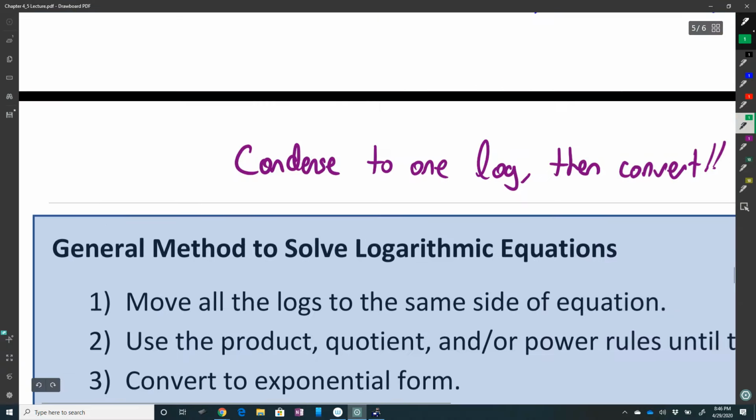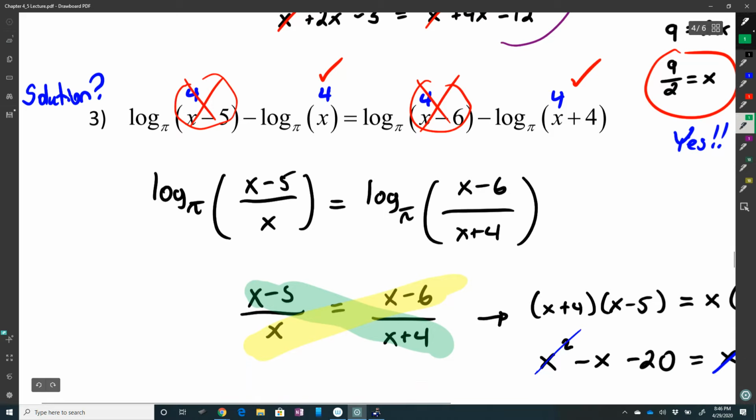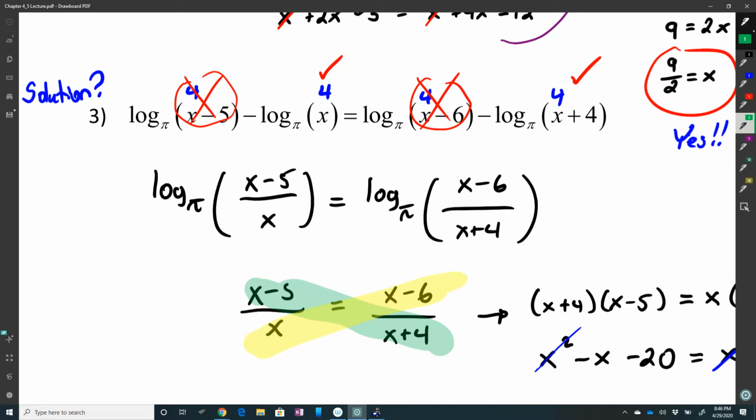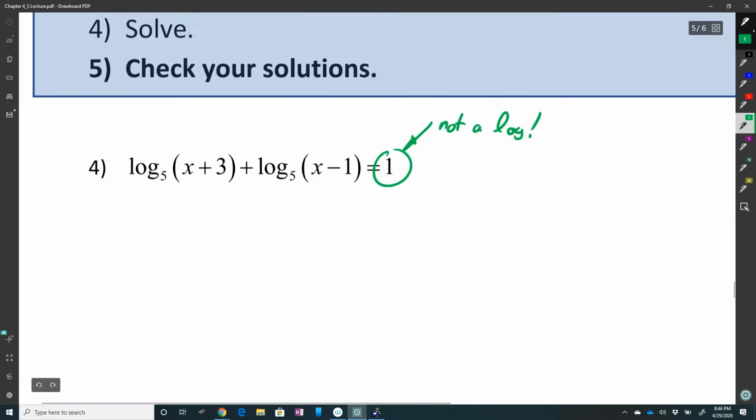So I can't use the method that I used up here. If everything's a log, then you get one log on each side and you can drop them. But that's not a log. So I'm going to condense. This is log base 5 of x plus 3 times x minus 1 equals 1. And yeah, that's all you got to do.